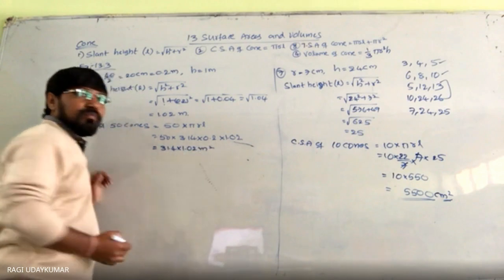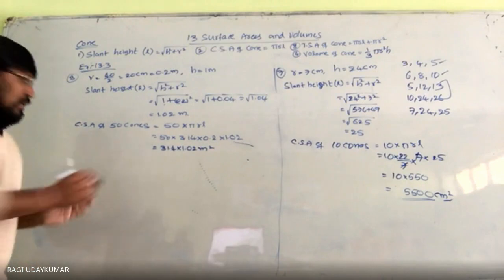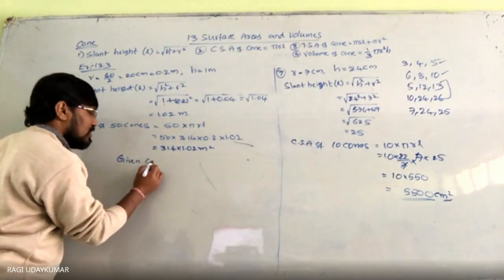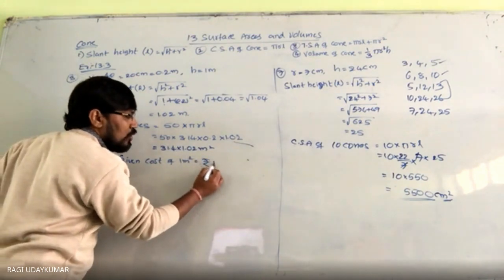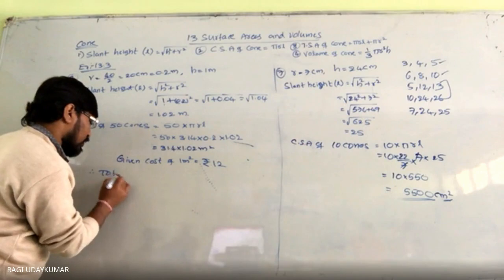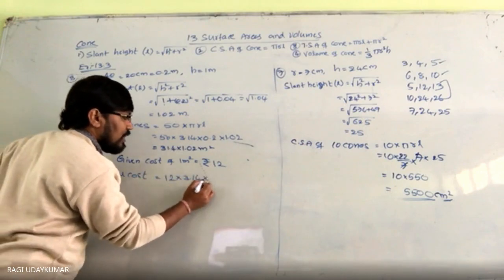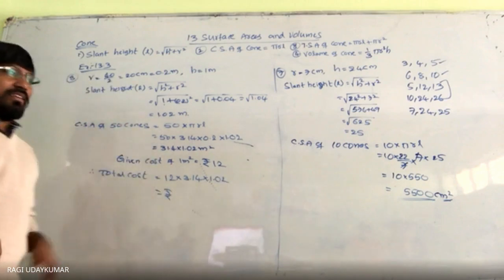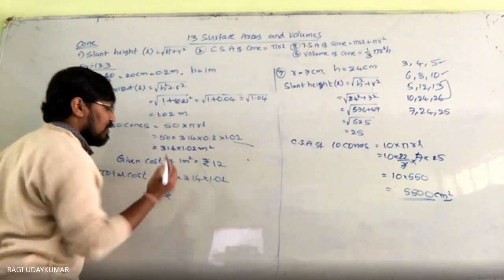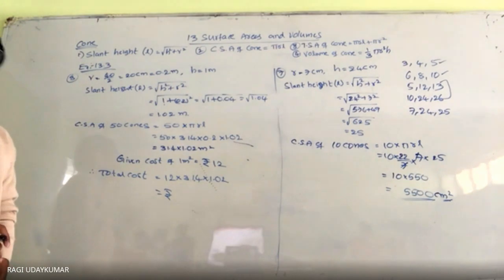meters square. So for the cost, 1 meter square cost is rupees 12. Given cost of 1 meter square is equals to rupees 12. So therefore total cost is equals to 12 into 31.4 into 1.02. ये multiply करना है. Just you multiply this one and whatever the answer you get, that many rupees. Approximately some rupees.